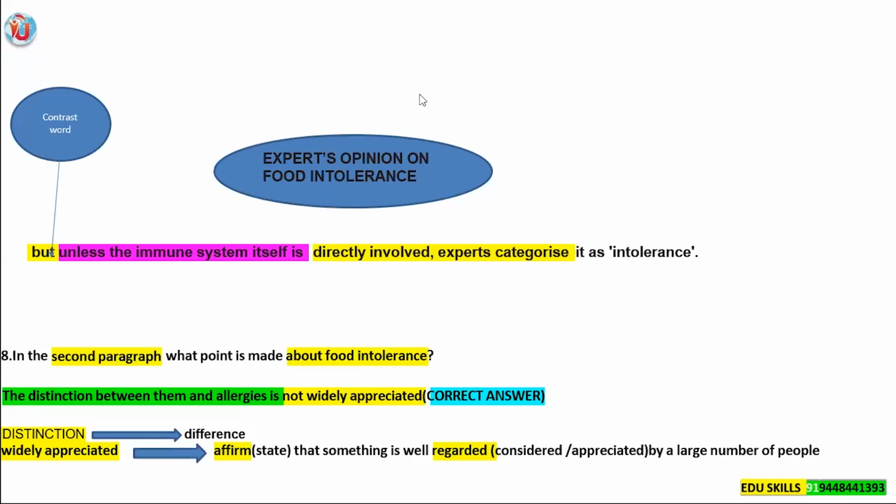Okay. Next നമുക്ക് experts opinion നോക്കാം. Experts opinion on food intolerance. അവരെന്താ പറഞ്ഞിരിക്കണേ? ഒരു contrast word ഉണ്ട് സെന്റൻസിൽ but unless the immune system itself is directly involved, experts categorize it as intolerance. So according to experts opinion, what is food intolerance? It is the involvement of immune system directly. Okay, that is according to experts.